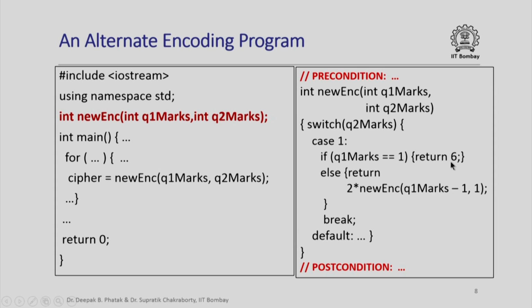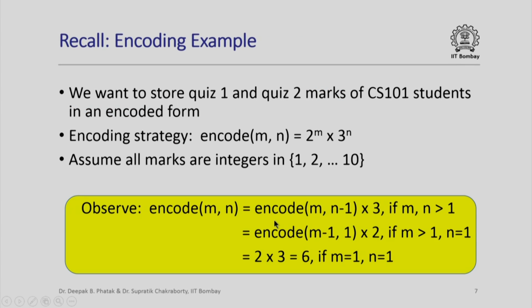also 1, return 6. However, if quiz 2 marks is 1 but quiz 1 marks is not 1 but something greater than 1, then I am going to call newenc again by reducing quiz 1 marks by 1, passing the second argument as 1 because quiz 2 marks is already 1, and I am going to multiply the result by 2 and return that. If you notice, this is exactly what we were doing over here.